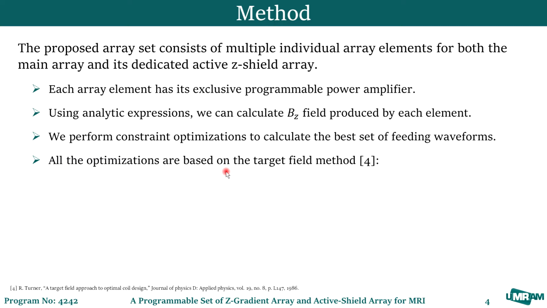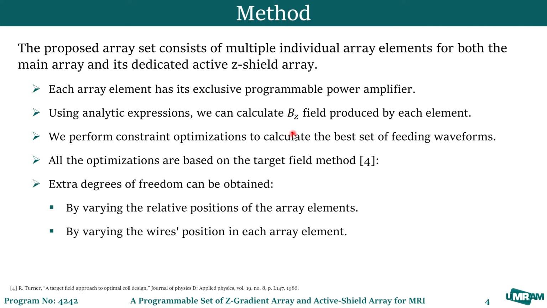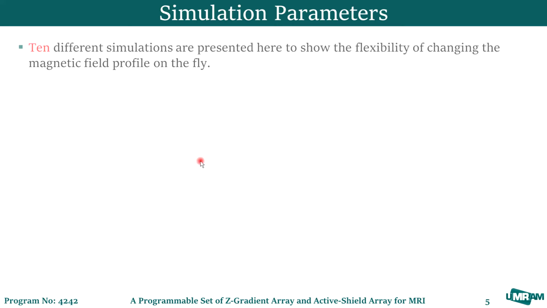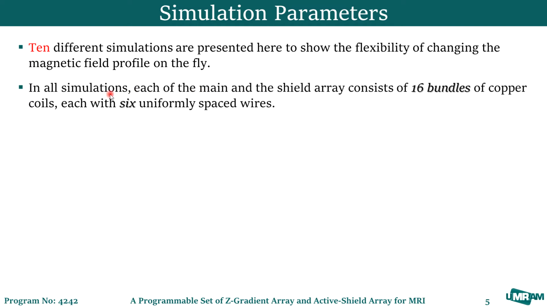All the optimizations are based on the target field method, and some extra degrees of freedom can be obtained by varying the relative positions of the array elements or by varying the wires' positions in each array element. So, for the solution parameters, 10 different simulations are presented here to show the flexibility of changing the magnetic field on the fly. In all simulations, each of the main and the shield array consists of 16 bundles of copper coils, each with 6 uniformly spaced wires.